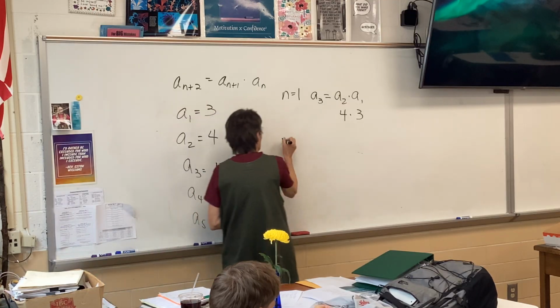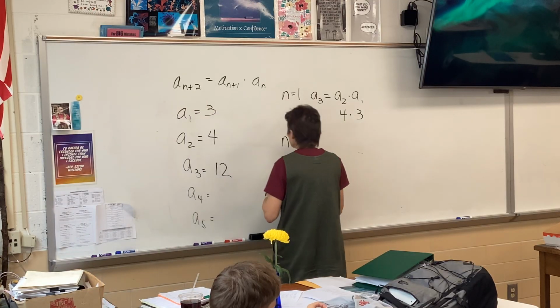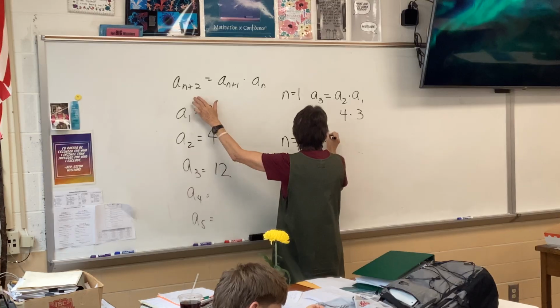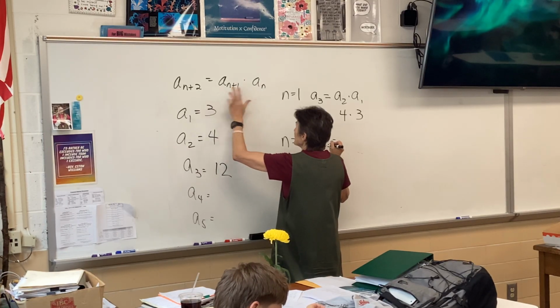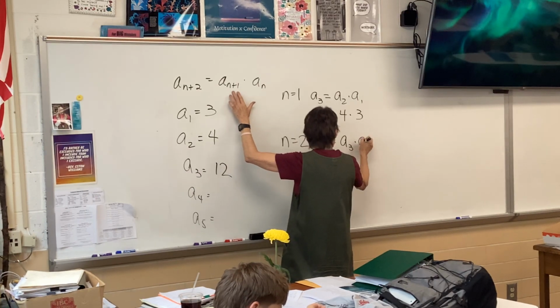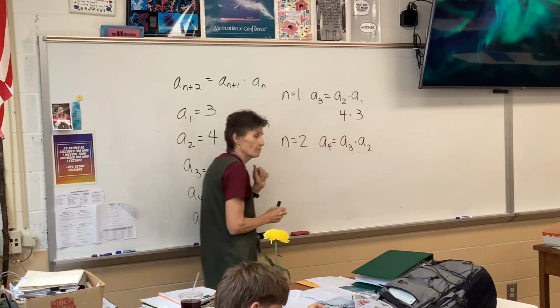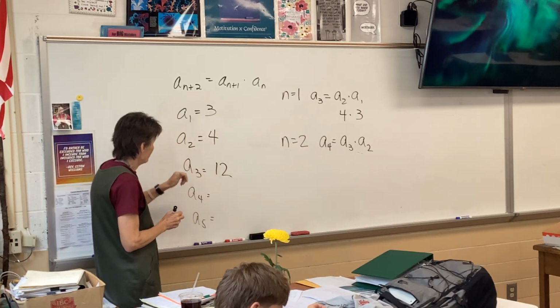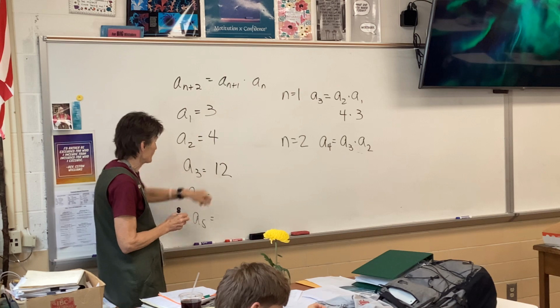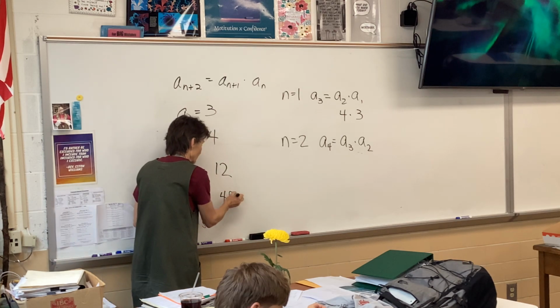Let n be 2. And if you let n be 2, it says a sub 4 equals a sub 3 times a sub 2. But we know both of those, so that'll be 48.